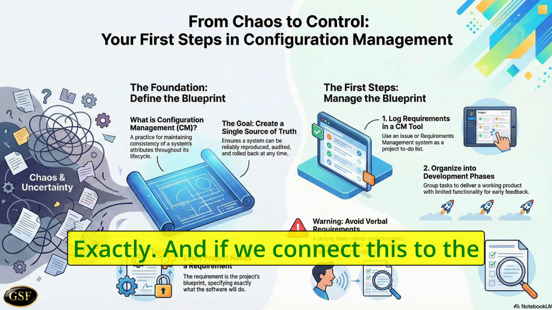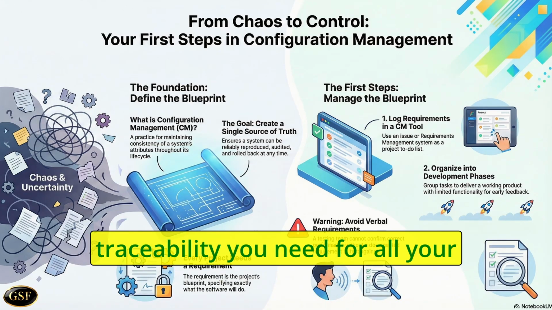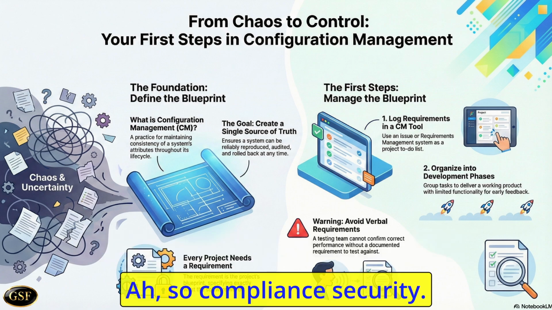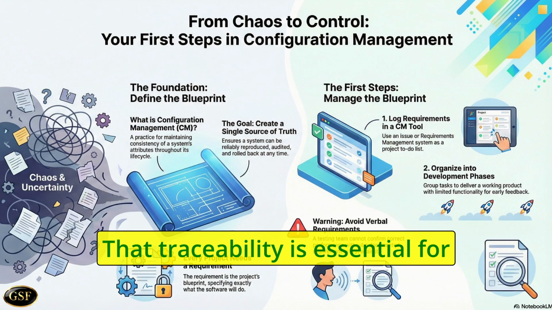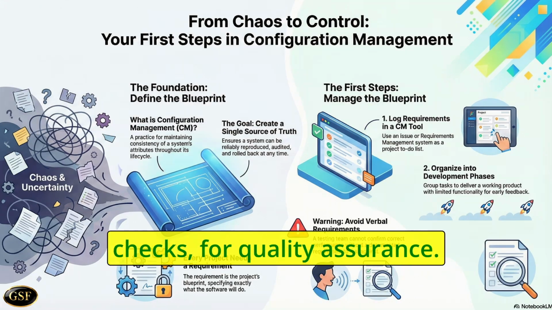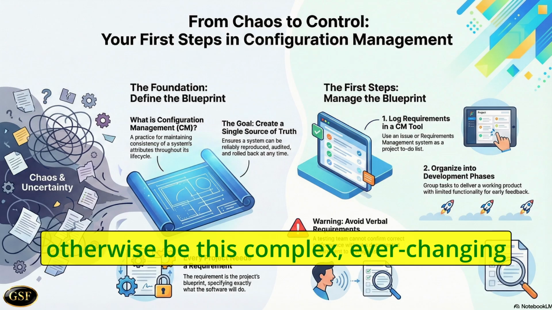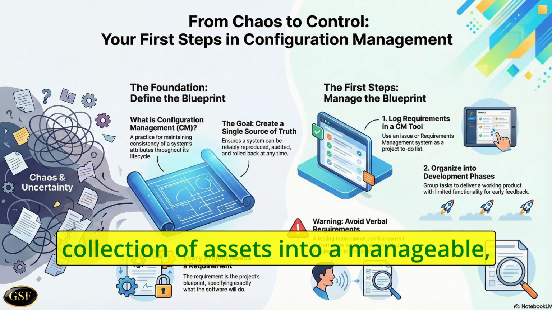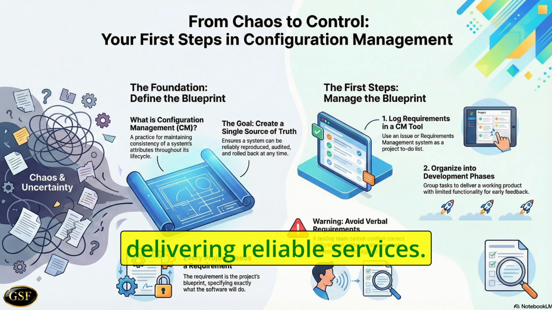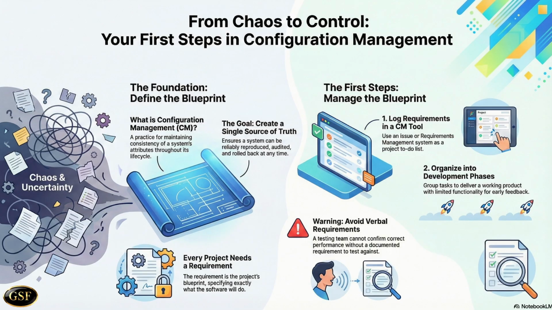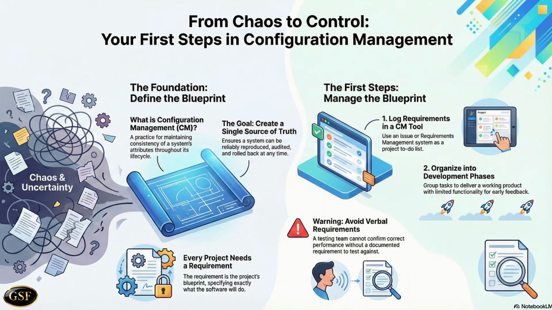Exactly. And if we connect this to the bigger picture, CM provides that critical traceability you need for all your non-functional requirements. So compliance, security. All of it. That traceability is essential for compliance, for security checks, for quality assurance. It's the framework that turns what would otherwise be this complex, ever-changing collection of assets into a manageable, predictable, and auditable foundation for delivering reliable service. So we've established CM is the discipline and the tools, VCS, IaC, they enforce it.